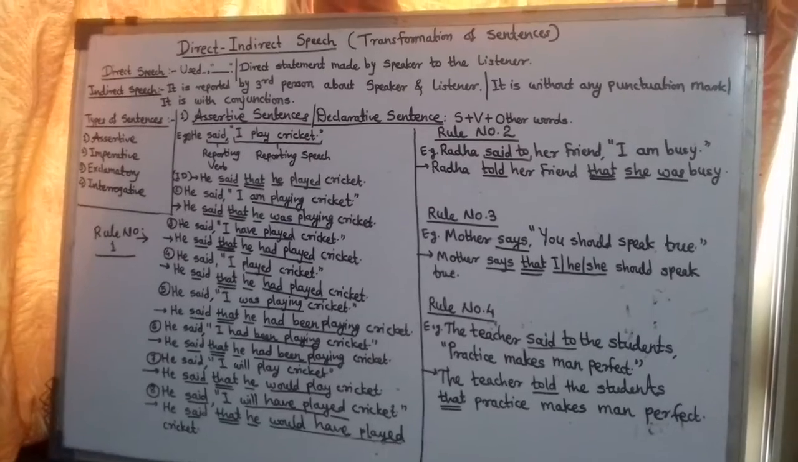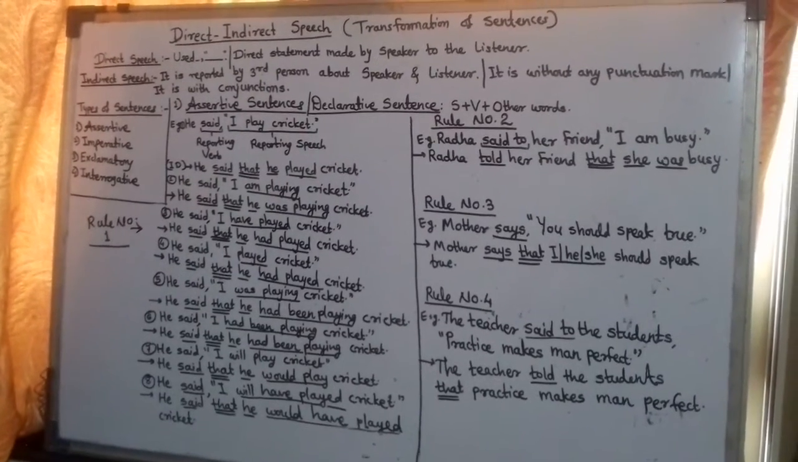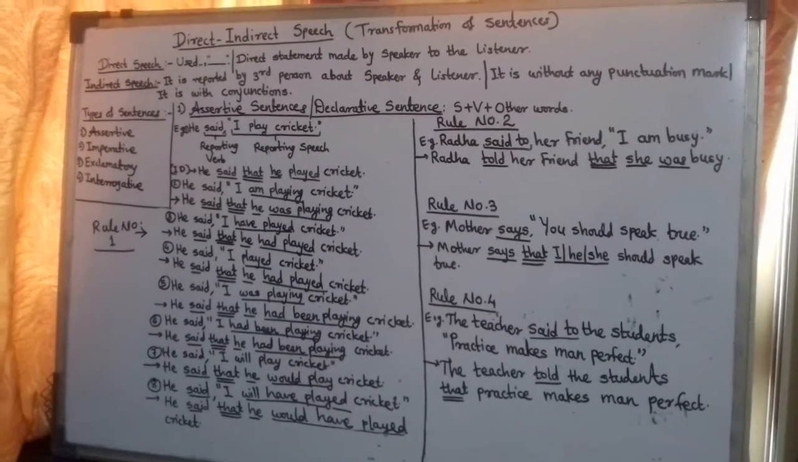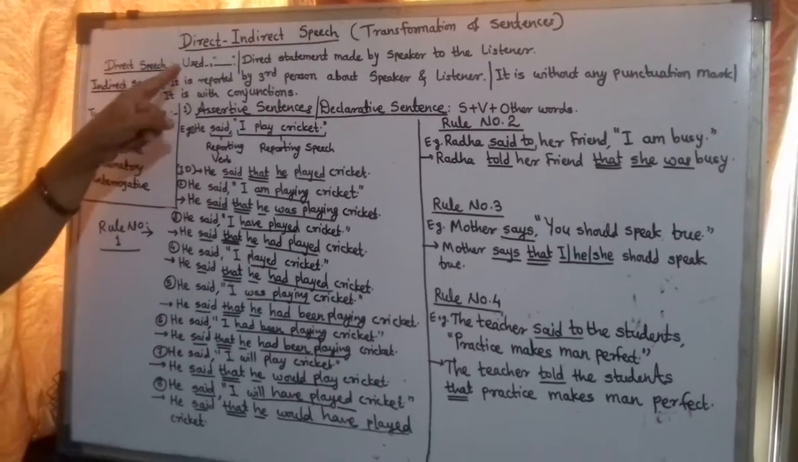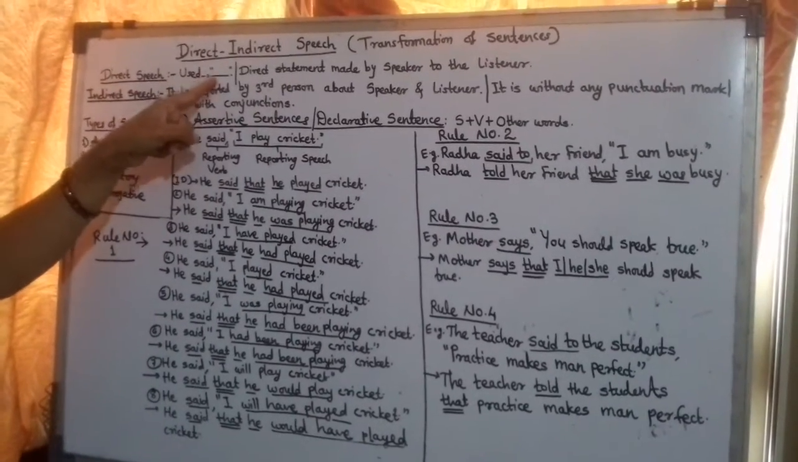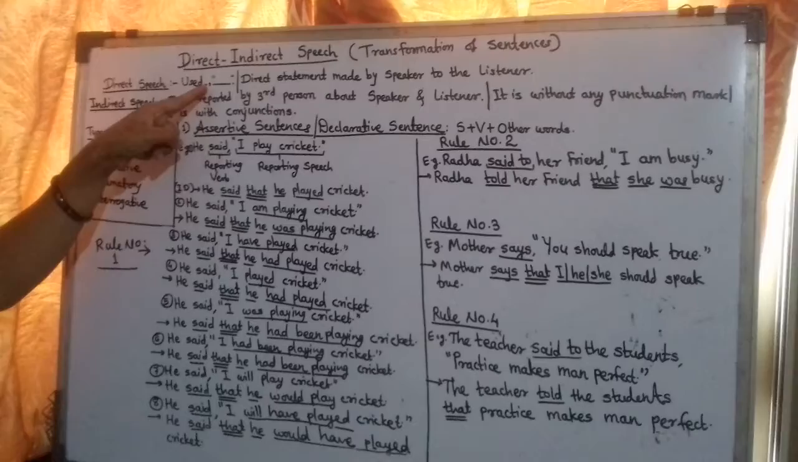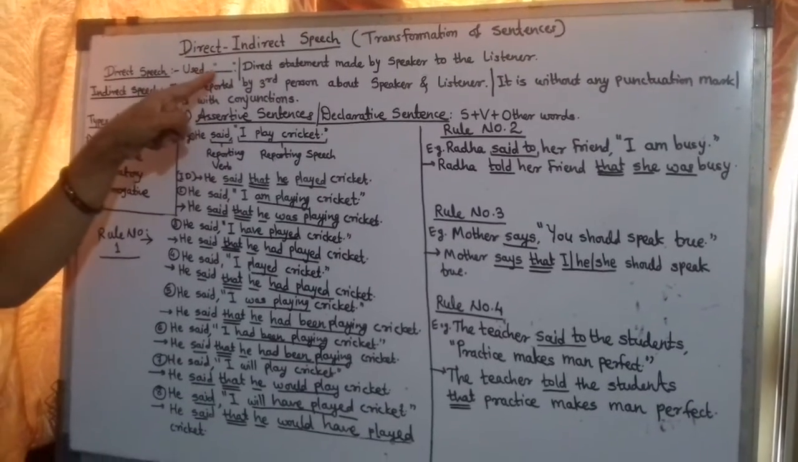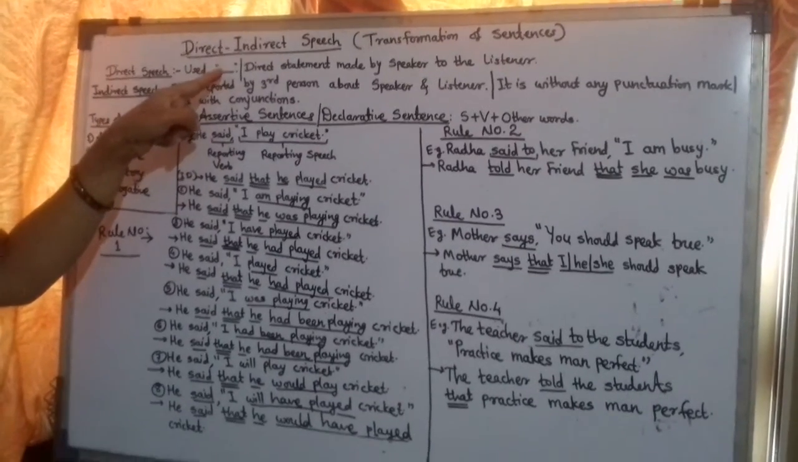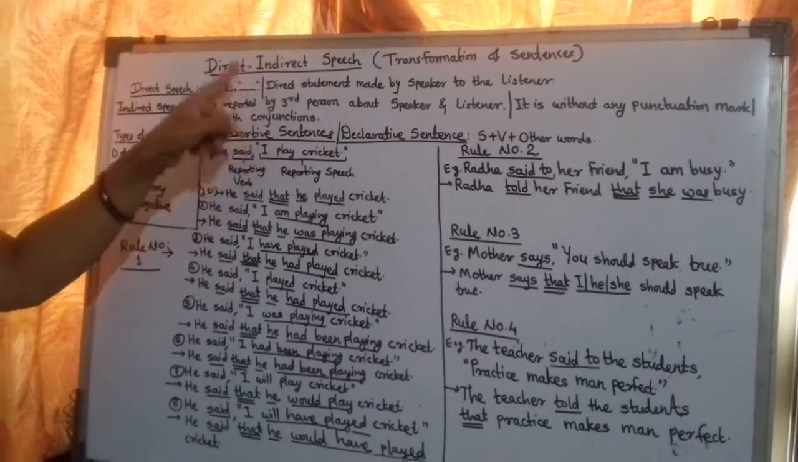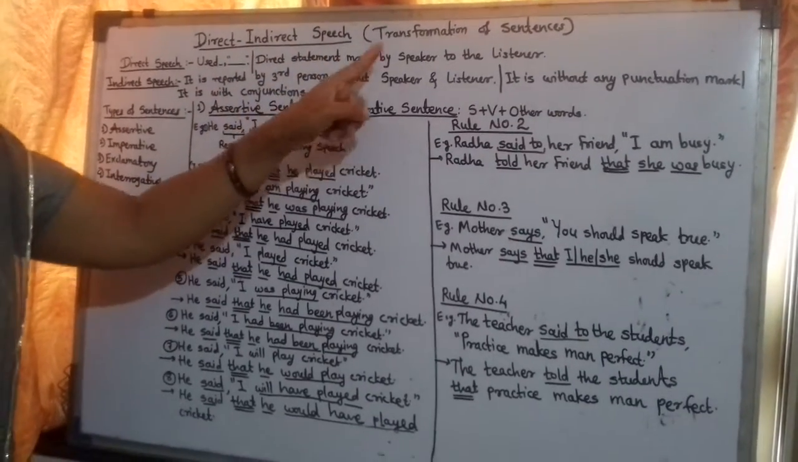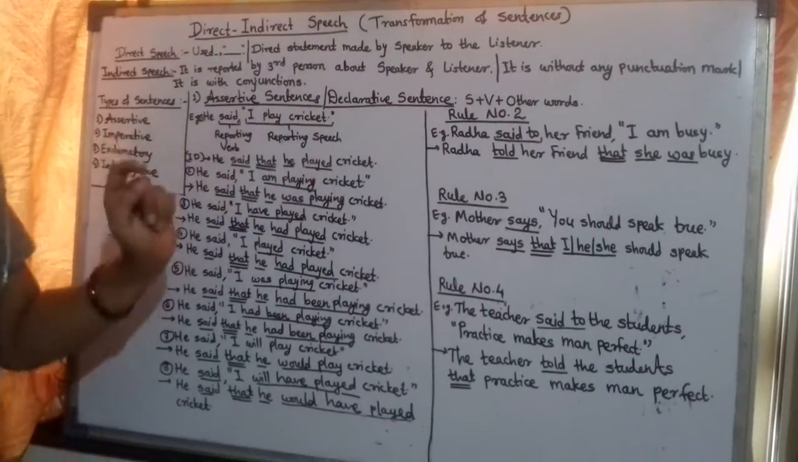First of all, let us understand what is meant by direct speech and indirect speech. Direct speech always contains punctuation marks. It contains a comma, and the sentence is always written in double inverted commas. Second, a direct statement is always made by the speaker to the listener.